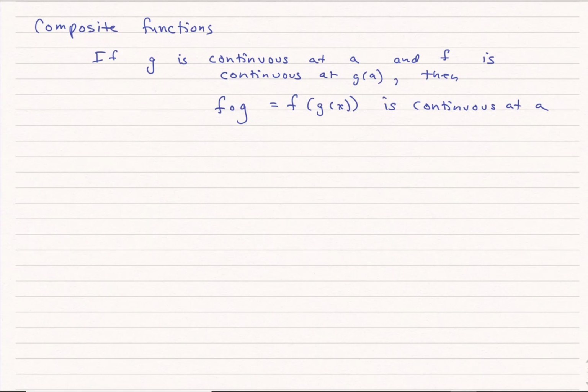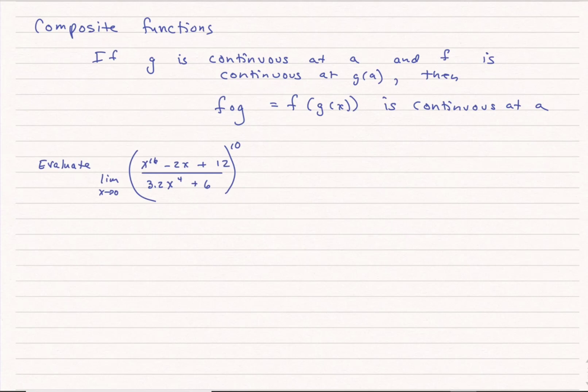If I have a function g, and it is continuous at a point A, and if f is continuous at, not that point A necessarily, but the point g of A, then f composed of g, or f of g of x, is also continuous at A. Let's look at an example of why we'd want to use this.